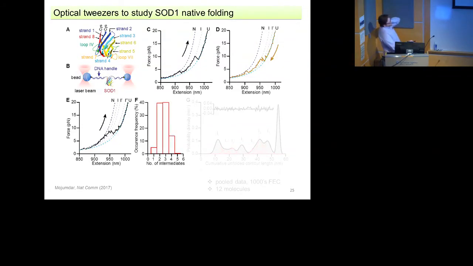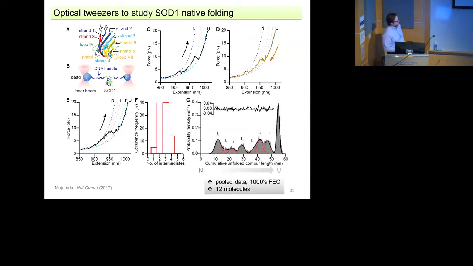And so this is just a histogram showing how many intermediates we generally see. So most of the time, you always see at least one, usually 2 or 3, sometimes 4, rarely 5, and almost never more than 5 in any given pull. But again, you do this over and over again, thousands of times. And so we did this thousands of times with 12 different molecules, and we just pooled all the data together because we're like, how many intermediates are we seeing? And so you pool the data together, and we could identify at least 8 different intermediates based on the contour length.